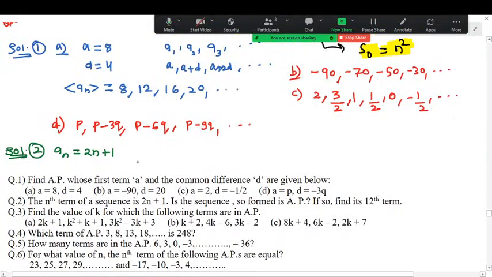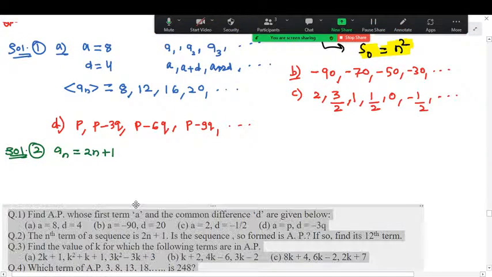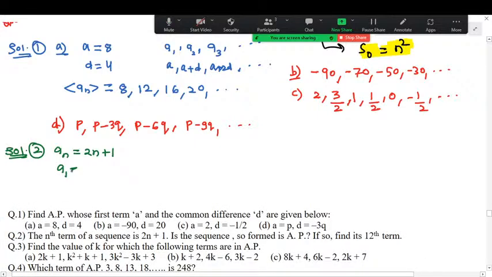In order to figure out whether it is in AP or not, you need to find the first term, which you can obtain by substituting n equal to 1. You will find 2 times 1 plus 1, that is 3. Again, if you put n being 2, you will figure out the value of the second term, which is 2 times 2 plus 1, that is 5. Similarly, you can figure out the third term, and it's coming out to be 2 times 3 plus 1, that is 7.